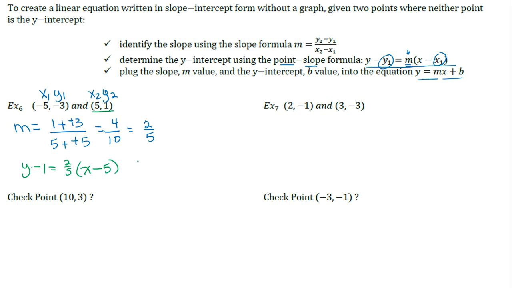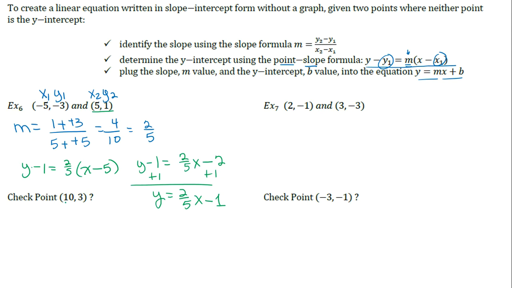And now let's simplify. We have y minus 1 equals, and now I'm just going to distribute. I have 2/5 times x and 2/5 minus -5. My 5's cancel, and I get -2. Let's keep going to get that y by itself. So then it's in slope-intercept form. I'm going to add 1, and we have y equals 2/5x minus 1. Here's the equation.